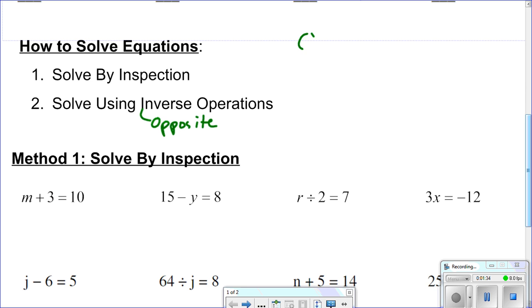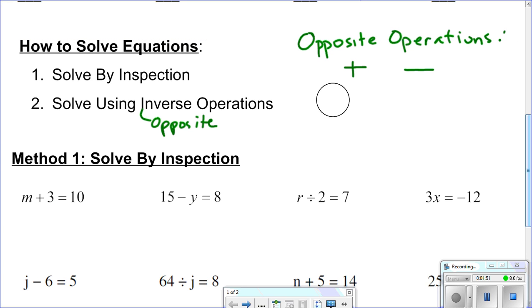So just as a reminder, okay, if we said adding, the opposite of adding would be subtracting. If we said subtracting, the opposite would be adding. If we said multiplying, the opposite would be dividing. And then if we said dividing, the opposite would be multiplying. Okay? So just kind of a reminder of what opposites are.